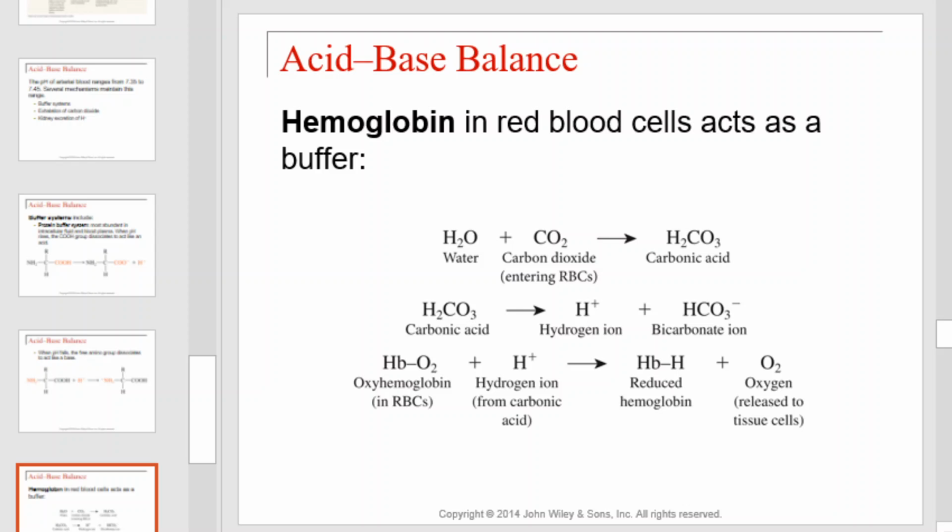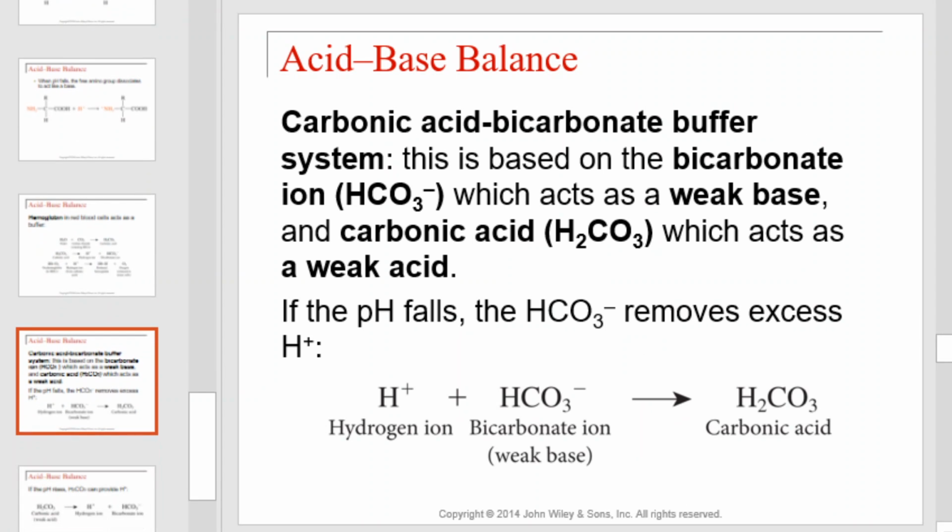Hemoglobin in red blood cells acts as a buffer as well, as seen here. Carbonic acid bicarbonate buffer system. The carbonic acid bicarbonate buffer system gives us the ability to again maintain pH through the formation of a weak base or a weak acid to compensate for changes in pH levels.